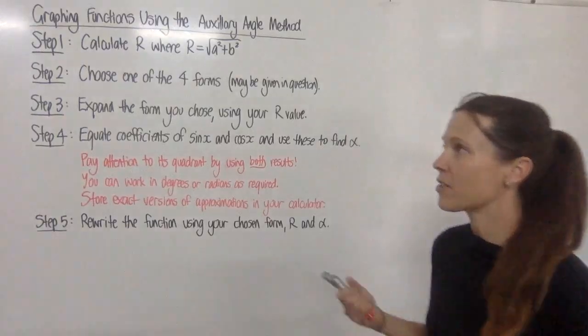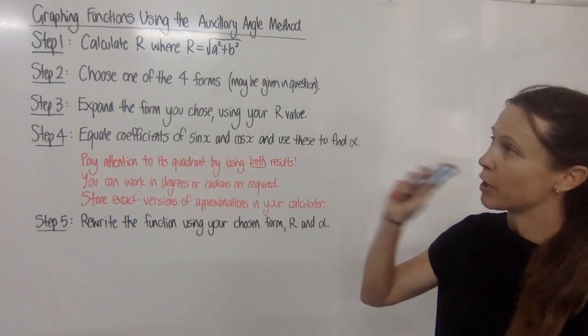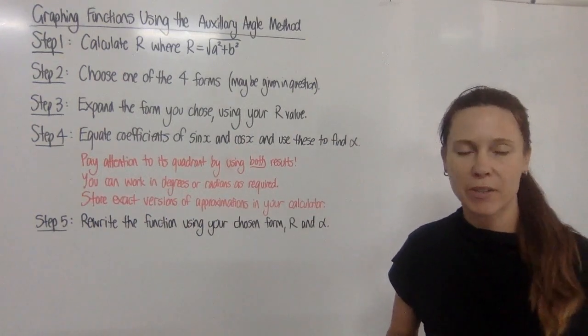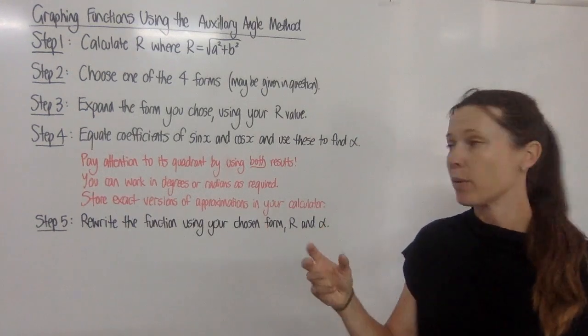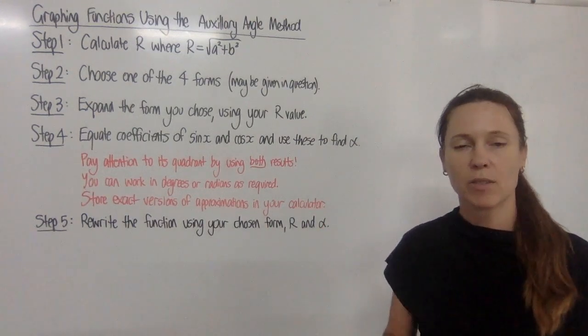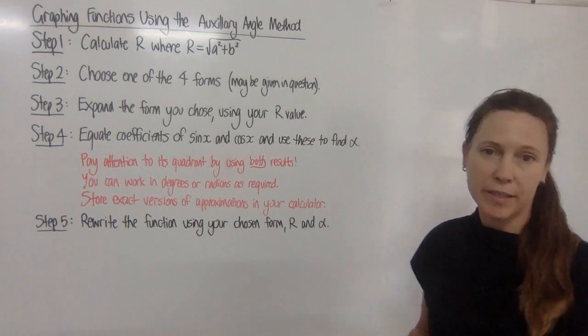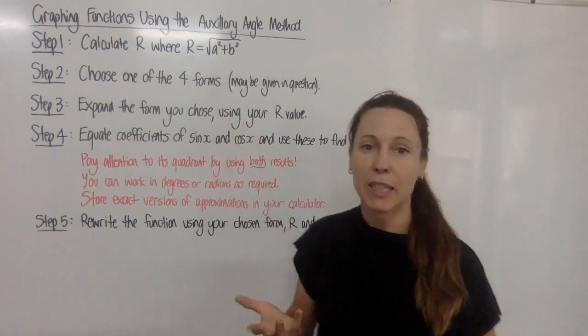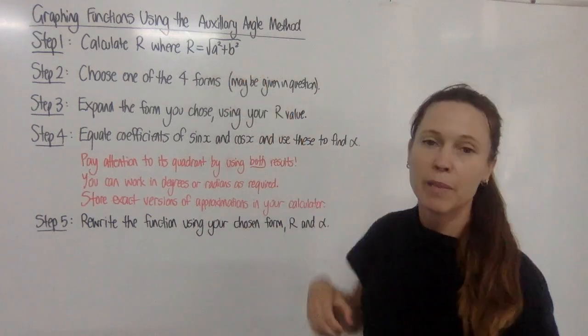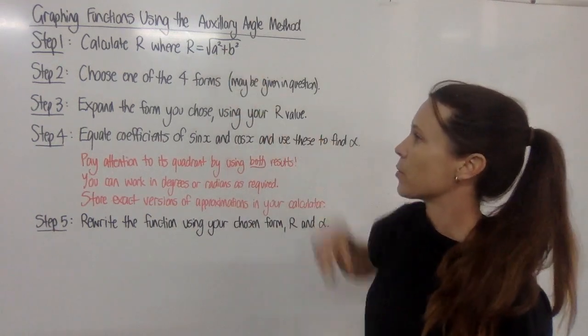Okay, so here is a series of steps that we can follow when we want to graph functions using this auxiliary angle method. Now, it's called the auxiliary angle method because that angle alpha that we're adding in the brackets to x or subtracting from it is called the auxiliary angle. Now, step 1, we can calculate R first up. That's really easy. You just take your A and B, square them, add them together, and take the square root.